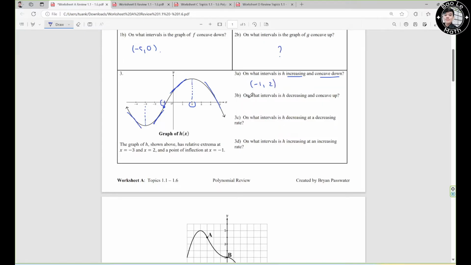Now question B. On what intervals is h decreasing and concave up? Alright, decreasing and concave up. So we look at this one. This guy tells us the function is decreasing, right? And this guy right here, decreasing, right? But concave up, this guy is concave up, this guy is concave down, right? So decreasing and concave up should be this guy. So it can be negative infinity to negative 3 right here.